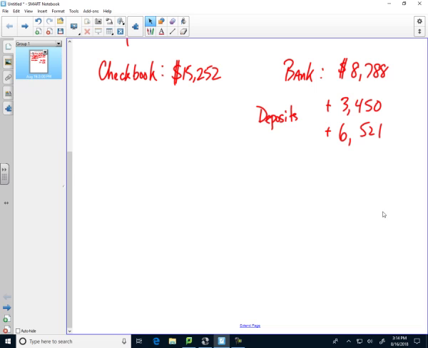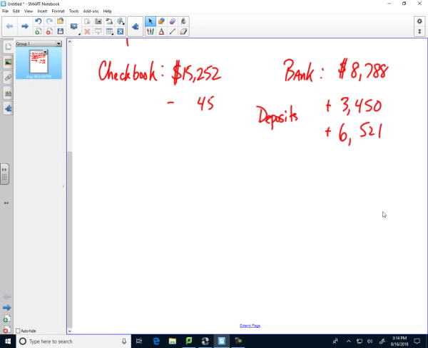There's a service charge of $45 and interest earned of $3. Now, which side does not know about the service charge? The checkbook. The bank knows it charged $45 for something. So 45 goes on this side. Is that a plus or a minus? It's going to be a minus, isn't it?